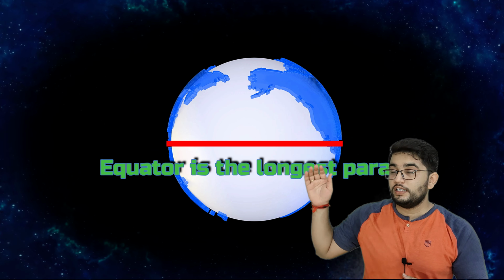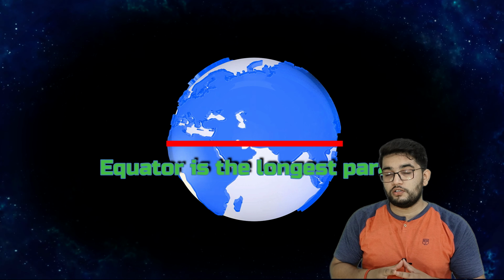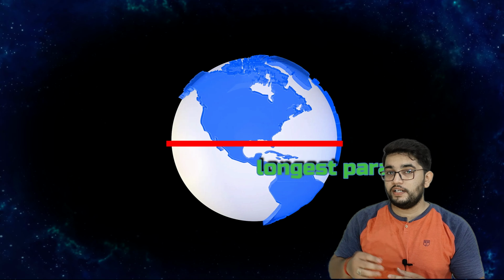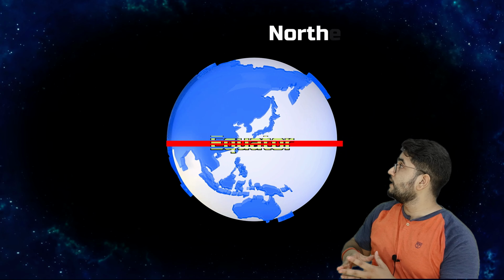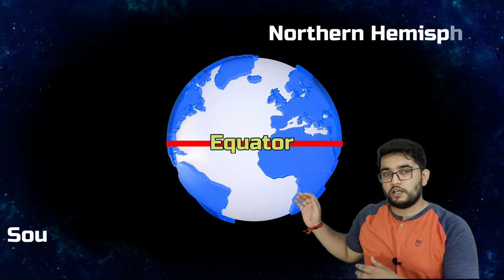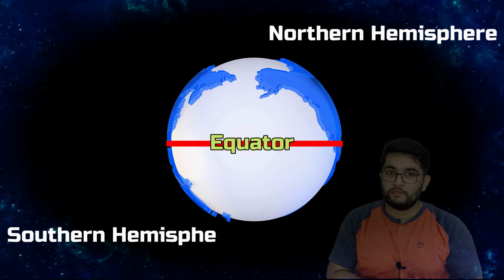Now this equator divides the Earth or the globe into two parts. The one at the top is called the Northern Hemisphere and the one at the bottom is called the Southern Hemisphere.